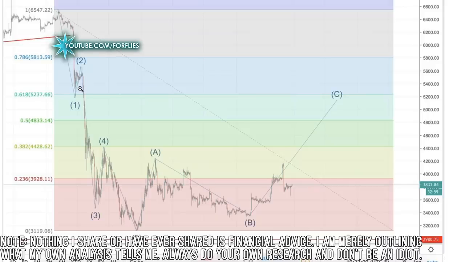It's still a little bit subjective. It could have been that wave 1 goes all the way down to this peak, and then wave 2 goes up to this low, and wave 2 goes up to this peak. Perhaps wave 3 ends over here, and wave 4 starts over here.